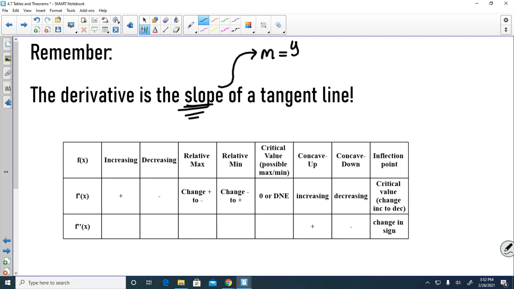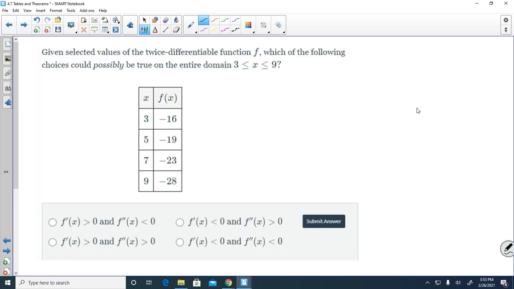The slope formula is y2 minus y1 over x2 minus x1. Because when you don't have a graph and when you don't have a formula, the best way to estimate slope, or the best way to estimate the derivative, is to use this slope formula. So let's look at our first example.